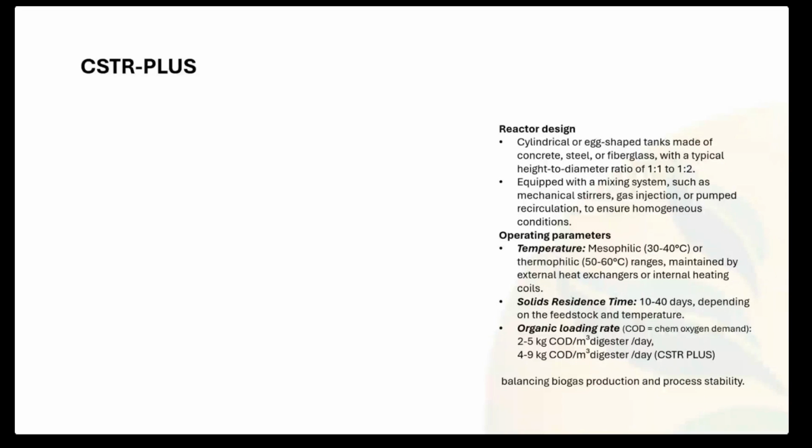And of course, temperature plays an important role. A standard CSTR without the plus feature may be 2 to 5 kilograms COD per cubic meter digester per day, a suitable organic loading rate. With the plus feature implemented, it is typically double that amount. It could be triple depending on the nature of the waste. Critical is, as always, balancing the biogas production and process stability.